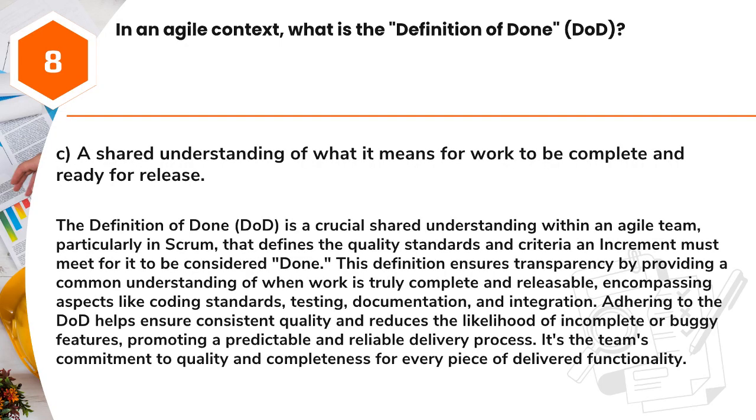Answer: C. A shared understanding of what it means for work to be complete and ready for release. The definition of done, DoD, is a crucial shared understanding within an Agile team, particularly in Scrum, that defines the quality standards and criteria an increment must meet for it to be considered done. This definition ensures transparency by providing a common understanding of when work is truly complete and releasable, encompassing aspects like coding standards, testing, documentation, and integration. Adhering to the DoD helps ensure consistent quality and reduces the likelihood of incomplete or buggy features, promoting a predictable and reliable delivery process. It's the team's commitment to quality and completeness for every piece of delivered functionality.